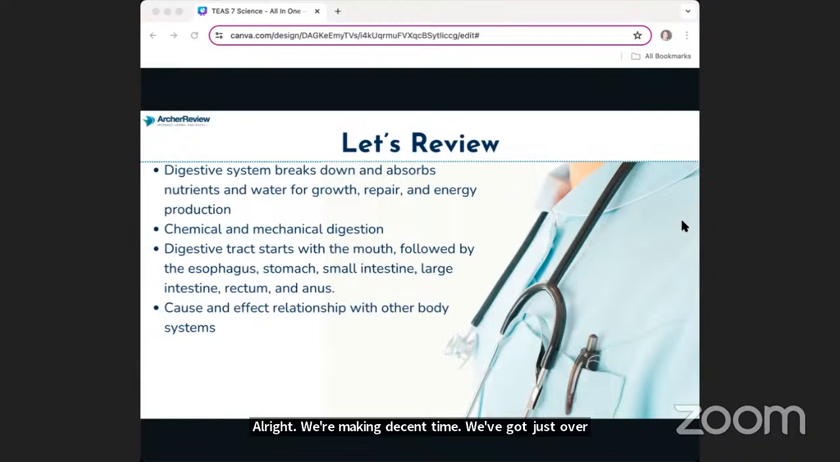The digestive system breaks down and absorbs nutrients and water for growth, repair, and energy production. Digestion is made up of both chemical digestion and mechanical digestion. The digestive tract starts in the mouth, followed by the esophagus, down into the stomach, then into the small intestine, then into the large intestine, followed by the rectum, and it will exit through the anus. There is a cause and effect relationship with multiple other body systems. The digestive system depends on and influences other body systems. It cannot work alone.